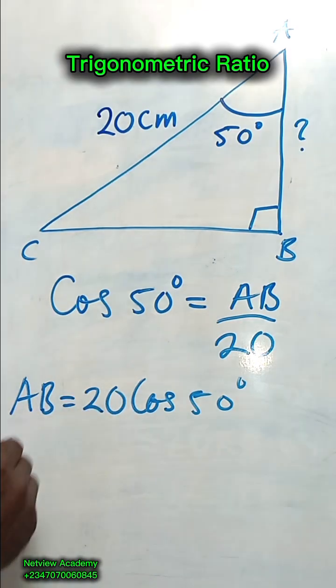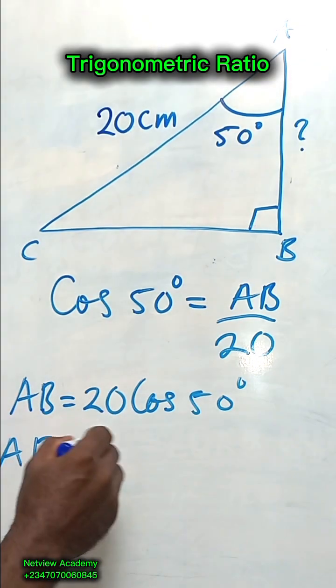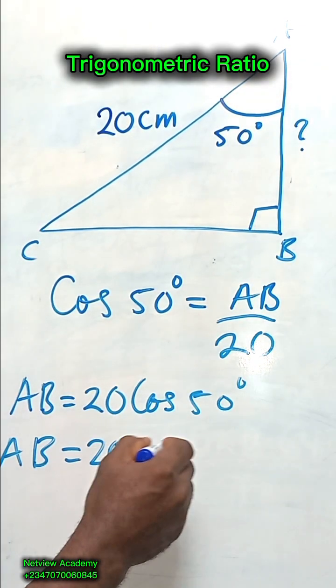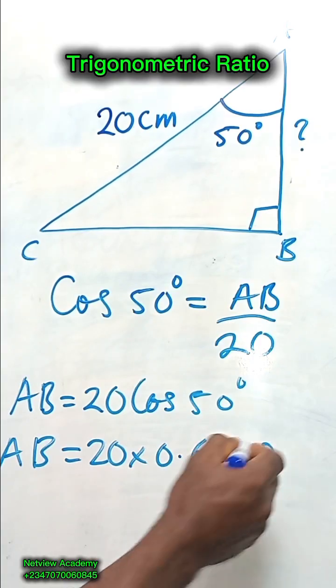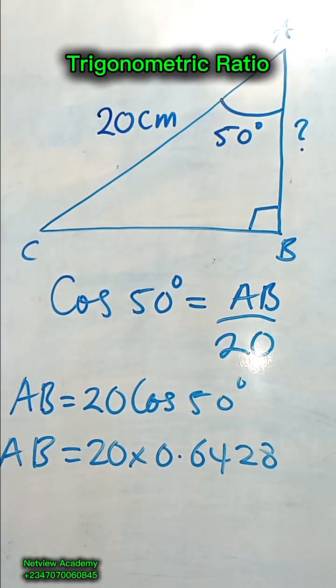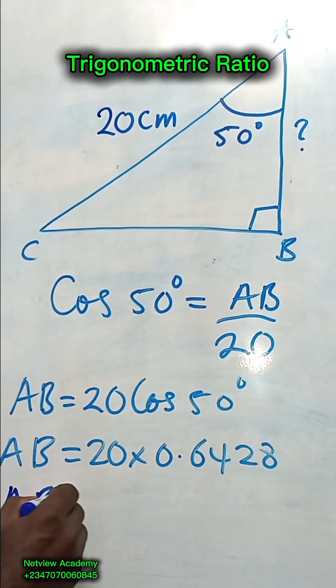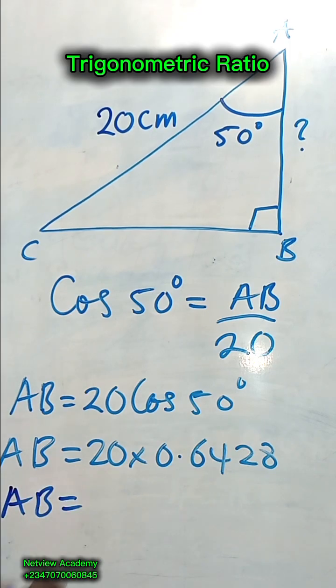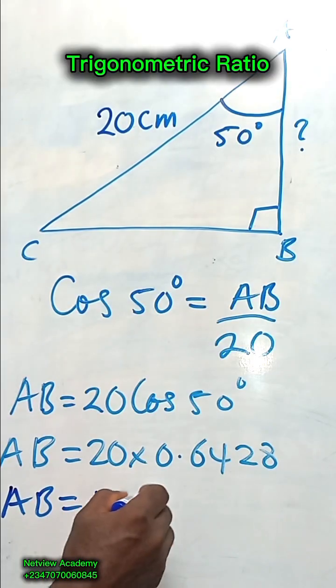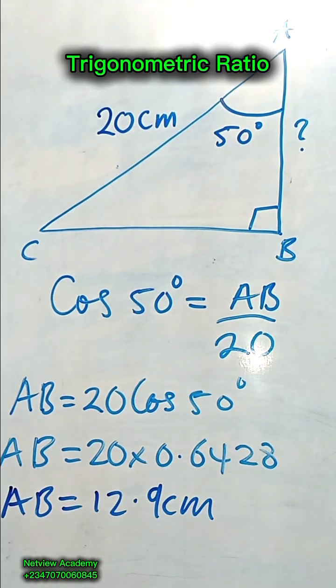The value of cos 50 degrees is equal to 0.6428 approximately. 20 multiplied by 0.6428 is approximately 12.9 cm. Therefore, the length of AB, the adjacent side of the right angle triangle, is equal to 12.9 centimeters.